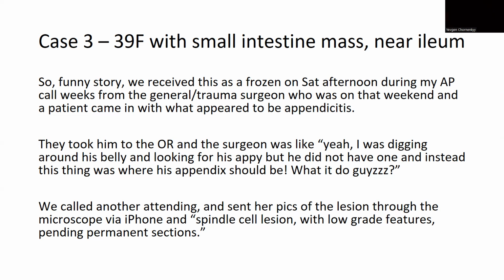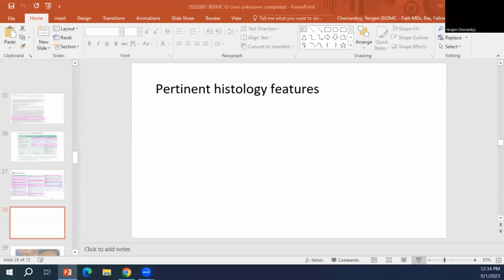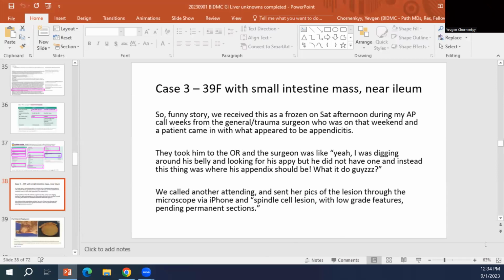And instead we got this nodule and we're just not sure what this is. So the way we signed this out as a frozen, we just called it a spindle cell lesion with low-grade features pending permanent sections. Then we had to call another attending and show him through the eyepiece what it was as well, because it was really weird. We did not expect to see this case. This is one of those cool, weird cases.